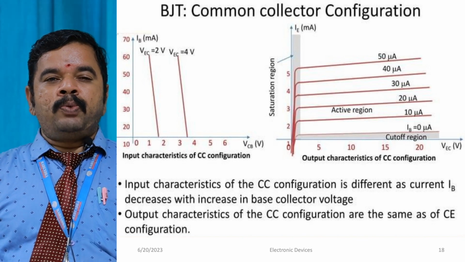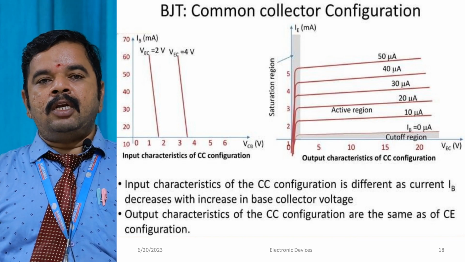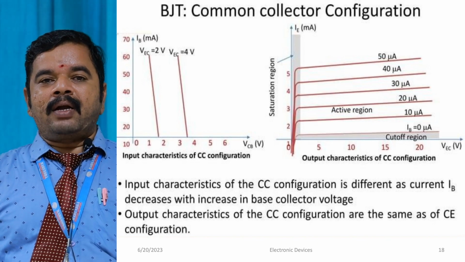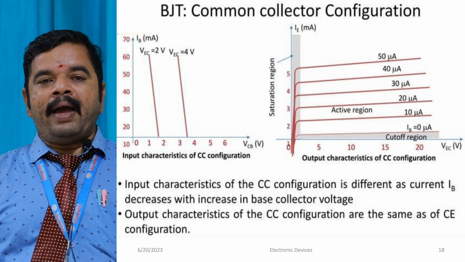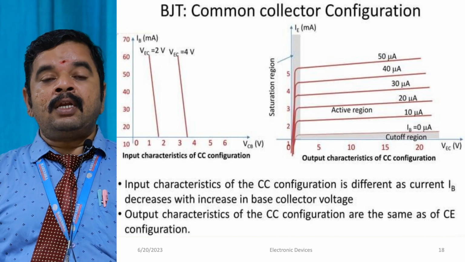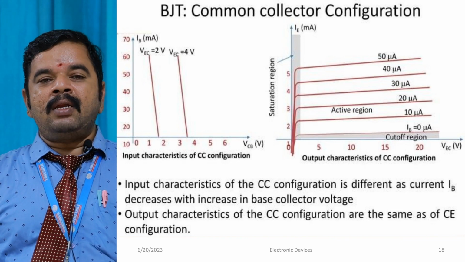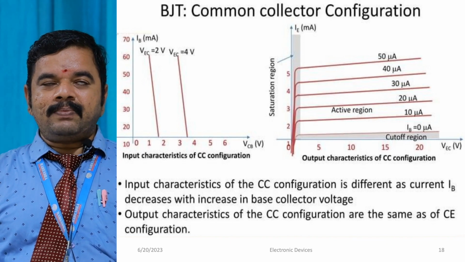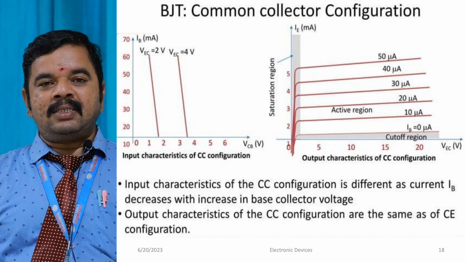In cutoff it will be purely switched off, and in saturation it will be fully on, because both junctions will be forward biased. So the cutoff region and the saturation region act as a switch. During the cutoff region it is off, during the saturation region it is on. So in the cutoff and saturation regions the transistor acts as a switch.